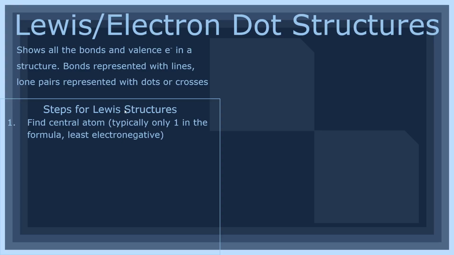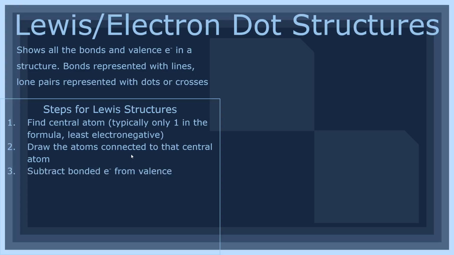Steps for Lewis structures. First step is to find the central atom. There might be only one in the formula, depending on the difficulty of your exam. But a better understanding is that it's going to be the least electronegative. So after that, you draw all the atoms that are connected to that central atom. And then you have to subtract bonded electrons from the valence electrons of all the atoms combined.